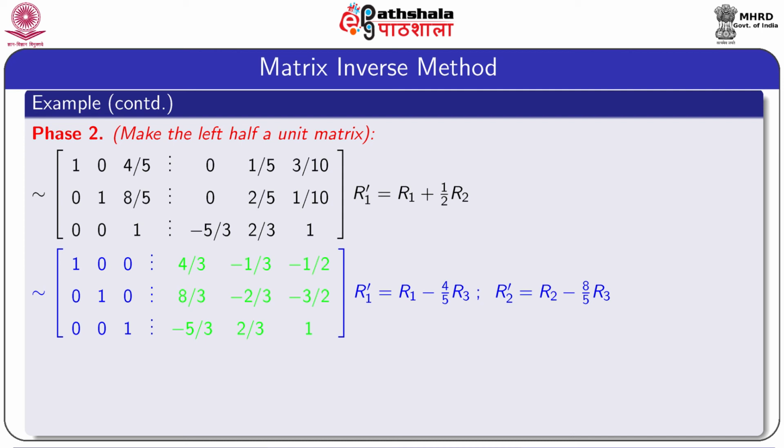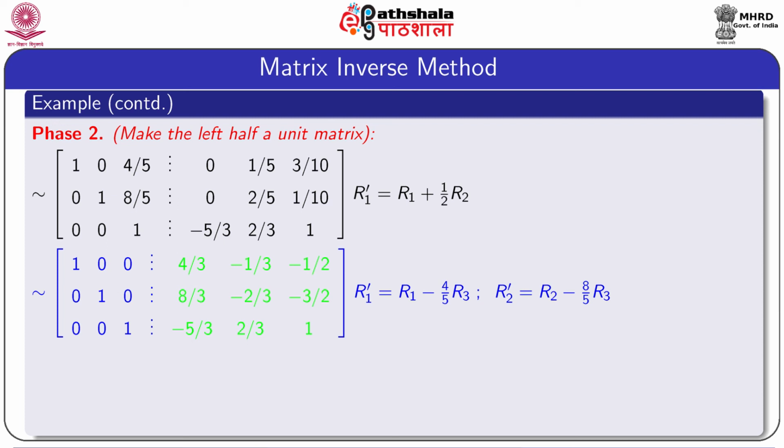And to make the elements at position 3, 1 and 3, 2 to 0, we apply the elementary row operations R1 prime equal to R1 minus 4 by 5 R3, and for the second row R2 prime equal to R2 minus 8 by 5 R3. So, after these elementary row operations, the augmented matrix is finally reduced to this form.